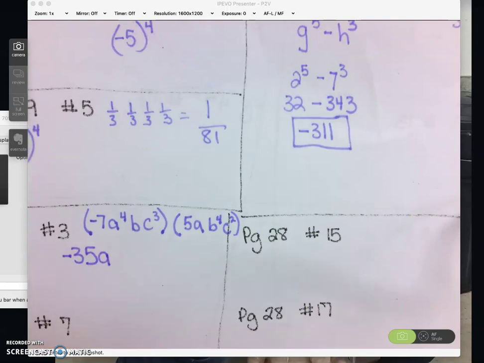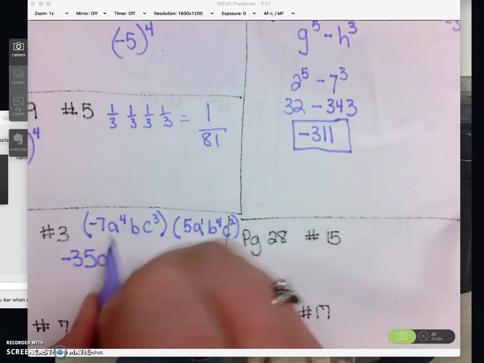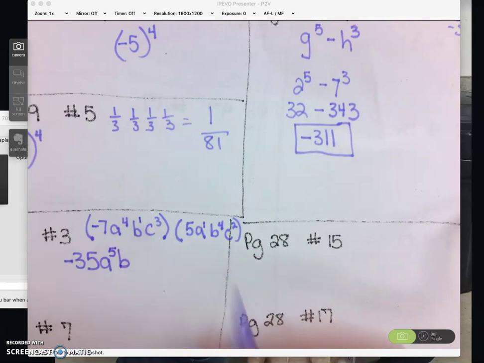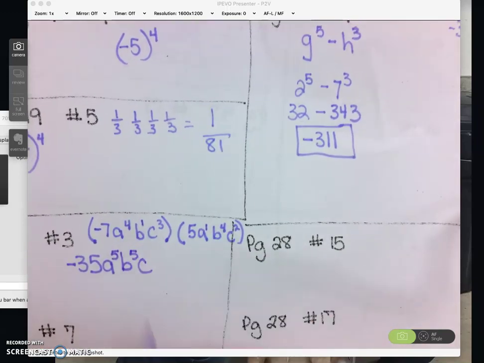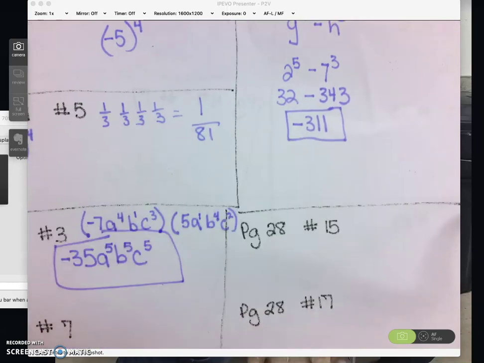But a to the 4th times a, you can't put in a calculator. You have to know what to do with those numbers. So what do I do with the 4 and the invisible 1 here? Add them. So I have a to the 5th. I should have b to the 5th because I have an invisible 1 and 4 and 1. And c to the what? 5th. This would be more of a problem where you just write the answer.